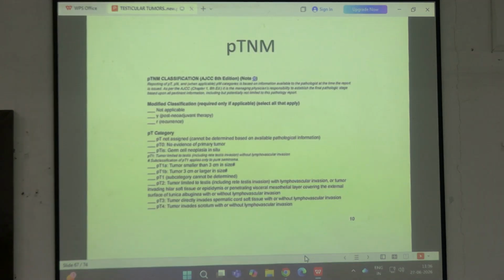Okay, so this is the pTNM staging. I am not going to bore you with this anymore. This is given in your Robbins. Please go through the pTNM staging. And as for the treatment, it depends on the type of testicular tumor, whether pre-surgical therapy or post-surgical therapy is required, or whether they will just go for orchidectomy. Orchidectomy is removal of the testis, okay? Whether they will go for a high orchidectomy, it all depends on the type, extent and spread of the tumor.